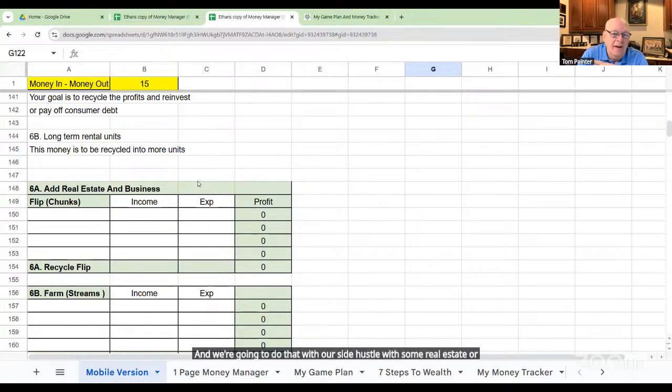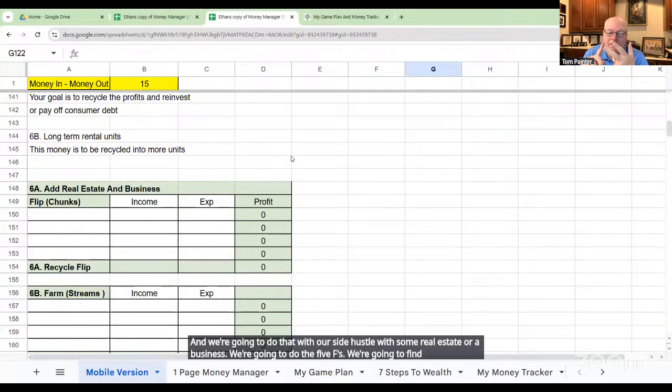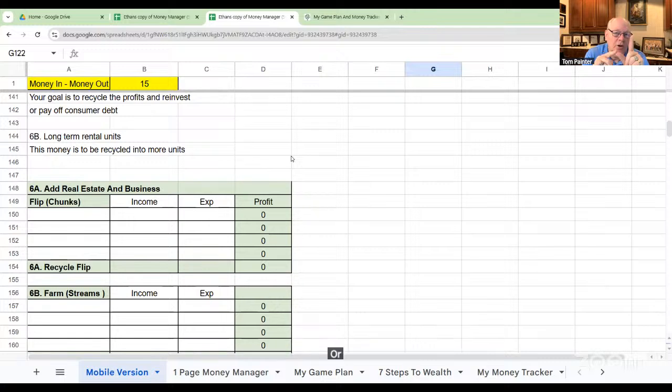We're going to do the 5 F's. We're going to find it. We're going to fund it. We're going to fix it. And then we're going to flip it or farm it. So you can see 6A and 6B. 6A is we're going to flip something.